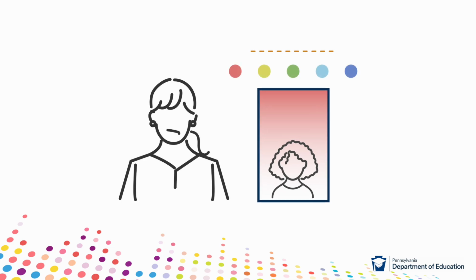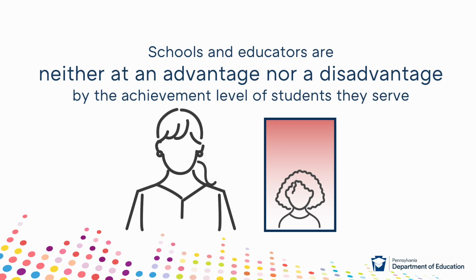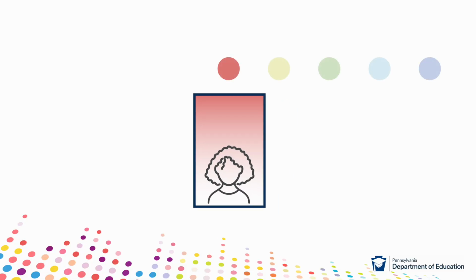Educators may be concerned that it will be more difficult for those students to show growth, a light blue or dark blue color indicator in PVAS, which is what we all want to see when we review our PVAS reports. But with PVAS, we'll show you how schools and educators are neither at an advantage nor a disadvantage by the achievement levels of students they serve, including serving many students with a history of lower achievement. It is possible for groups of students with lower achievement to show both lower and higher growth in PVAS.